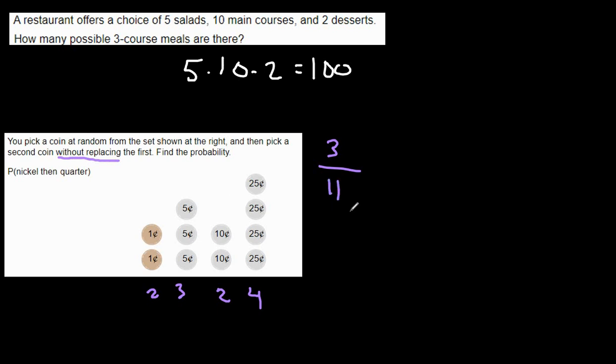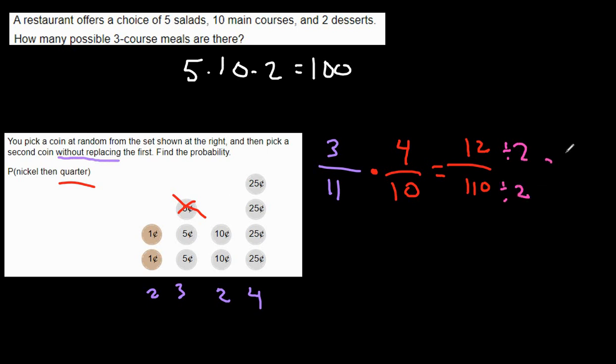We take that nickel out, and we draw another coin. And what's the probability that it's now a quarter? Well, there's 4 quarters there out of 10 coins left because we took away 1 nickel. So now there's only 10 coins left. So we can multiply straight across. 3 times 4 is 12. 11 times 10 is 110. And in case they want you to simplify this, these are both even, so we can divide the top and bottom by 2, and that would give us 6 over 55.